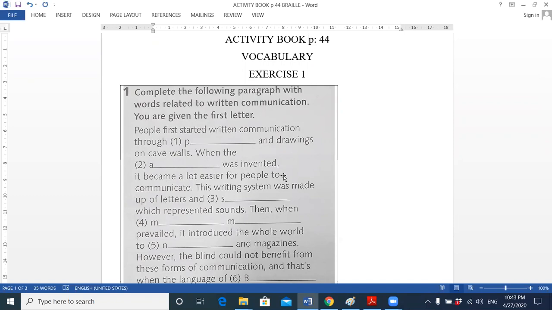If you remember, last time I gave you homework in the activity book, page 44. So please, if you don't have your activity book and your student book, stop the video now, go get your books and a pen or pencil and come back to me. Okay, so welcome back. Activity book, page 44.